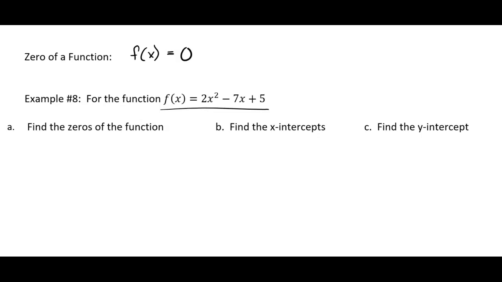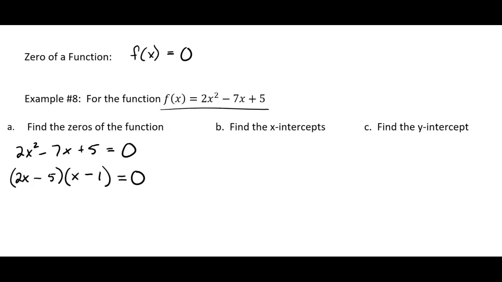To find the zeros, we just take the function and we set it equal to 0. Now we're going to do this problem like we did the other quadratic equations that we've been solving. It's going to factor into 2x minus 5 and x minus 1. I did it by trial and error this time. Does it check out? Negative 5x and negative 2x, yes, that equals negative 7, so it worked.